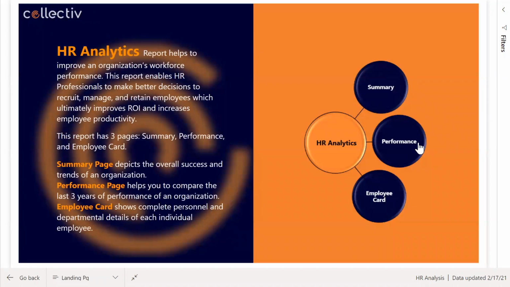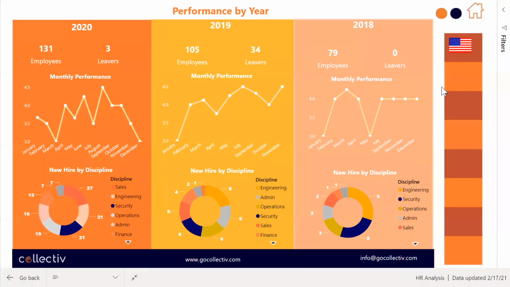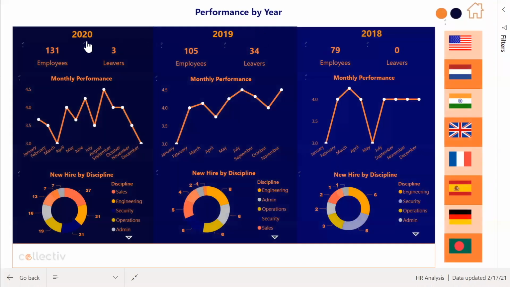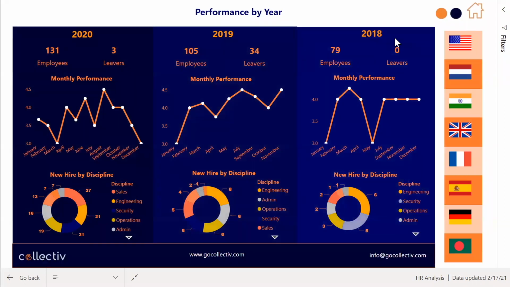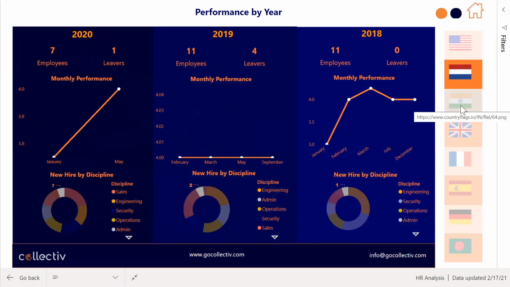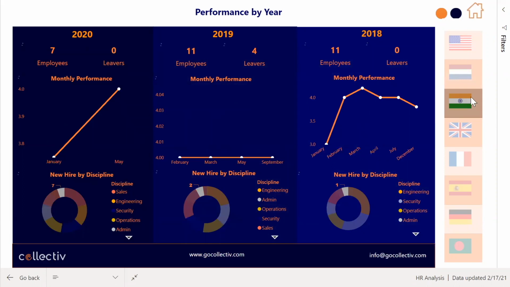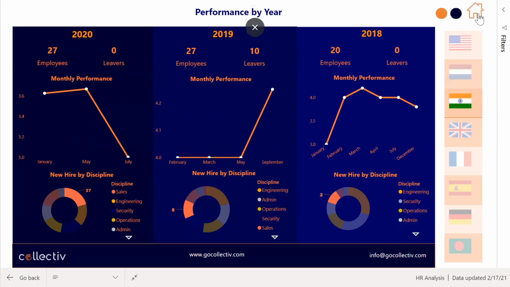Next, we'll move to the Performance tab. Performance has the same dark theme availability, and it displays 3 different years, broken out by performance. The user is able to see how many employees and how many leavers there have been over the course of the year, as well as monthly performance, and what discipline new hires fit into. The user is able to select different countries in order to see different slices.